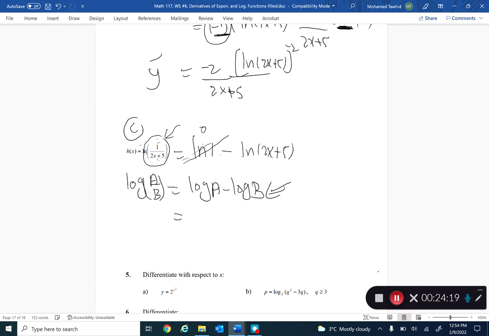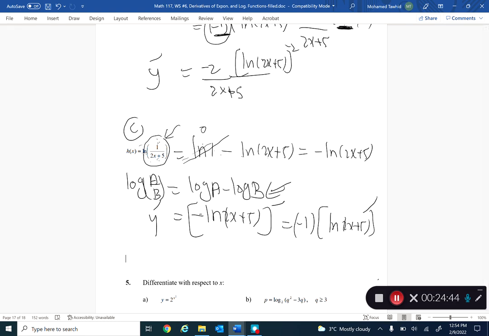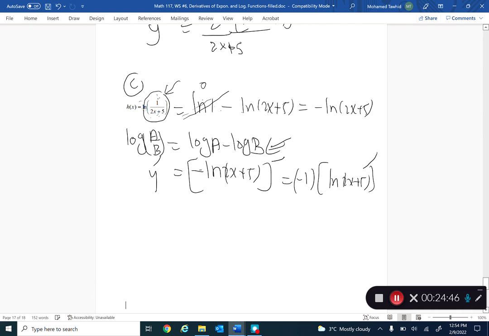So what do you get? You get negative ln of 2x plus 5. How do we take the derivative of this? It will be very easy. It's just negative ln of 2x plus 5. We need to take the derivative of the whole thing. Negative 1, I can grab outside of my derivative. So what do you have inside? ln of 2x plus 5, prime. Right? So if I take the derivative of this one, you have negative 1, right?